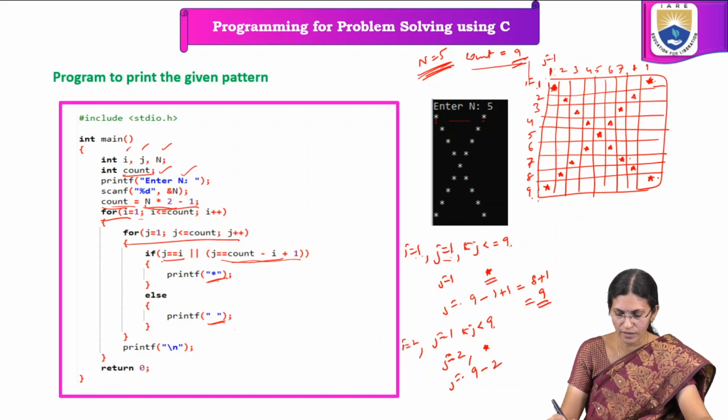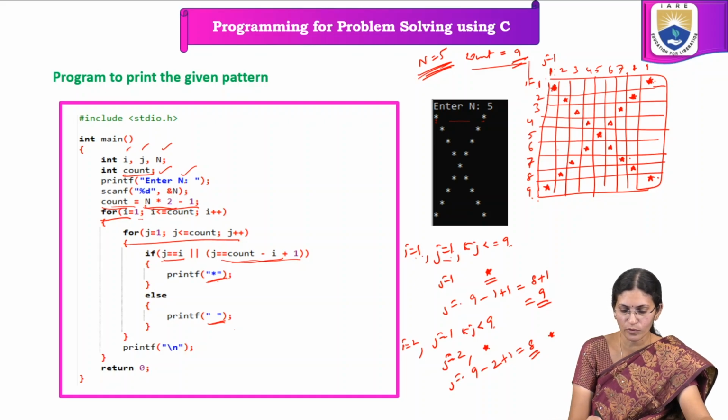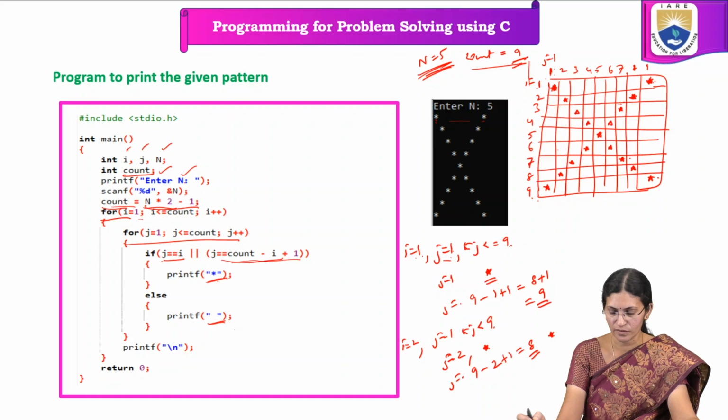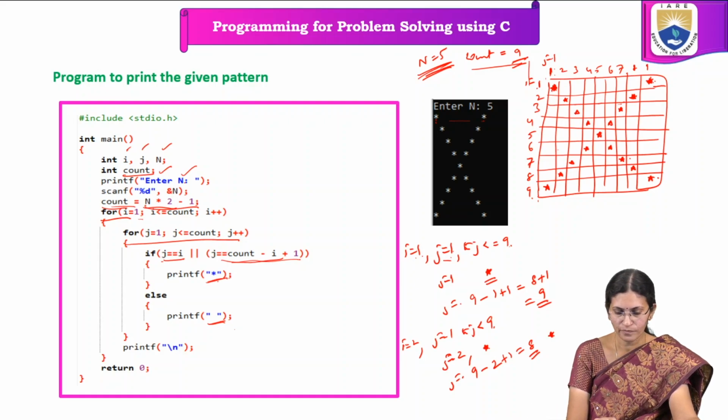9 minus i here, 2 plus 1. So 9 minus 2 is 7, plus 1 is 8. So for this also a star will be printed. When j is equal to 2 and j is equal to 8, a star will be printed. For all other values of j, it will leave the spaces. So in this way, you can execute this program.